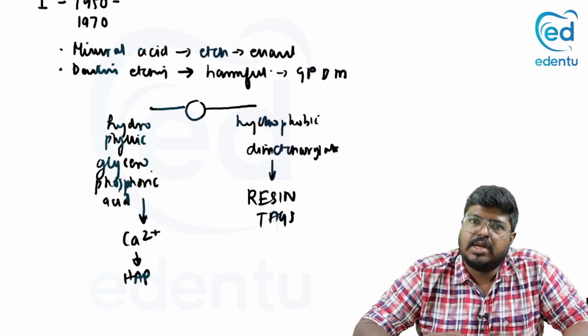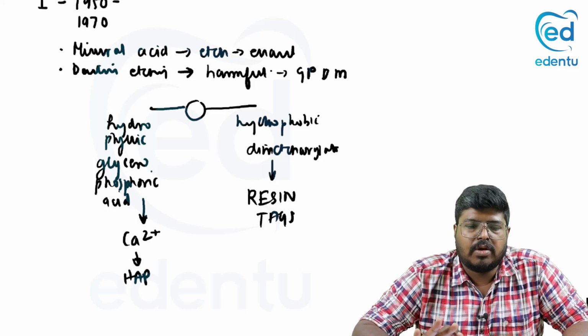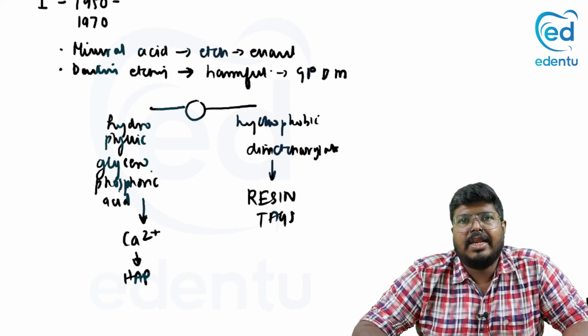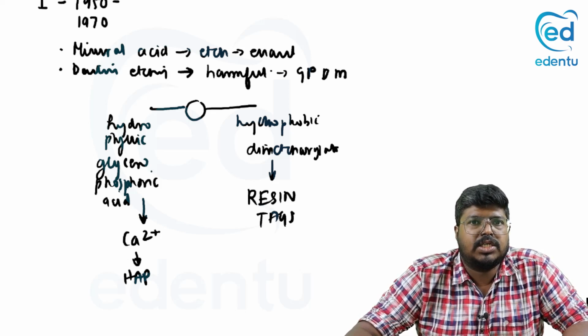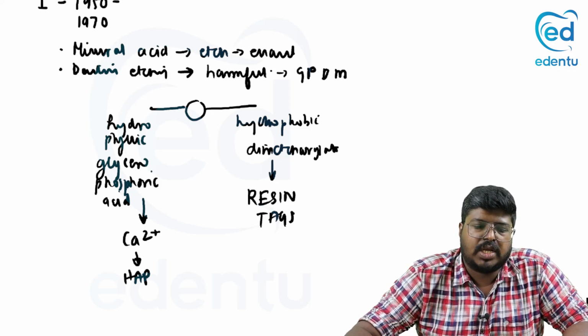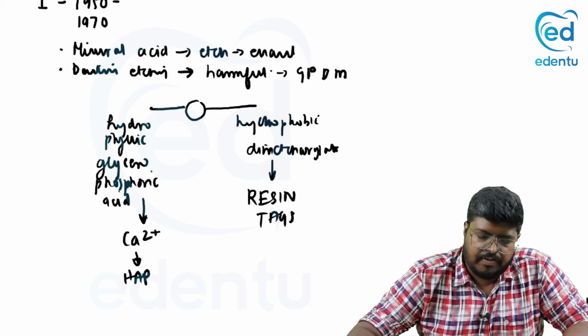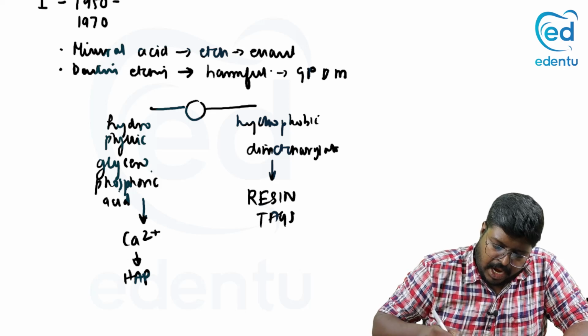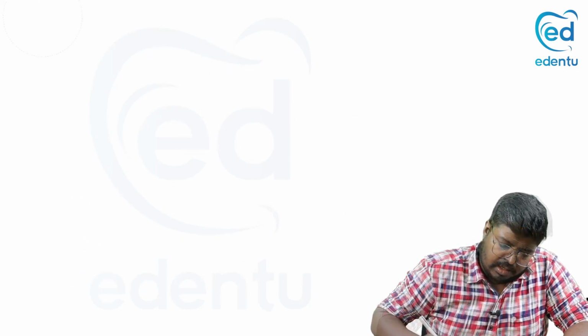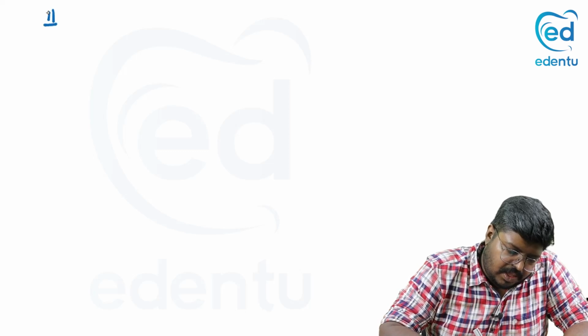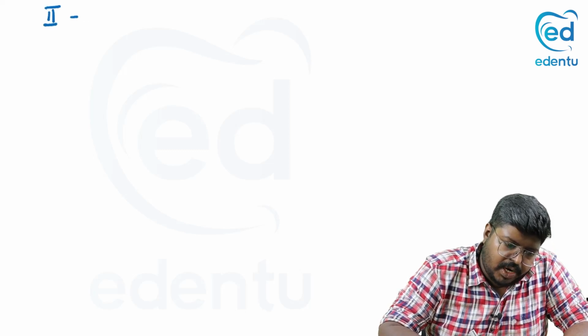These were generally self-cured. They did not require a light, but they showed severe polymerization shrinkage, they had low strength, and the dentin resin interface was not very strong. Therefore, this led to the advent of the second generation of composite bonding agents, right?